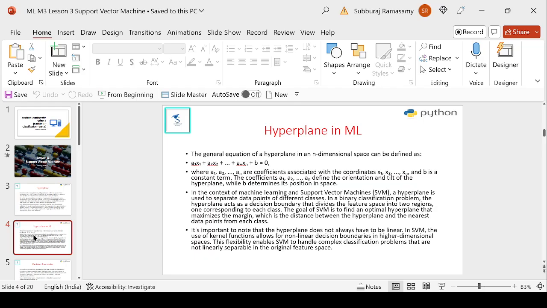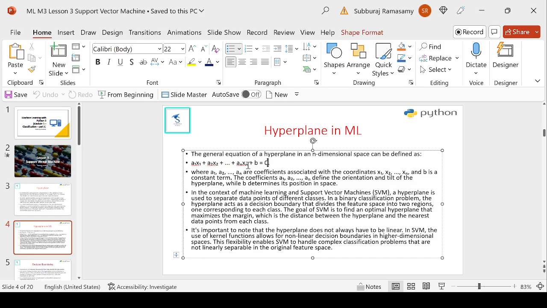The general equation of a hyperplane in n-dimensional space can be defined as a1x1 + a2x2 + ... + anxn + b = 0, where a1, a2, up to an are coefficients associated with the coordinates x1 to xn, and b is a constant term. This is the equation for n-dimensional space.